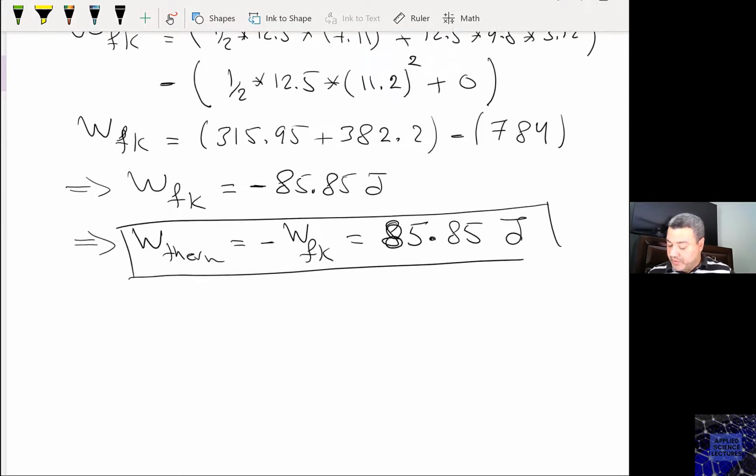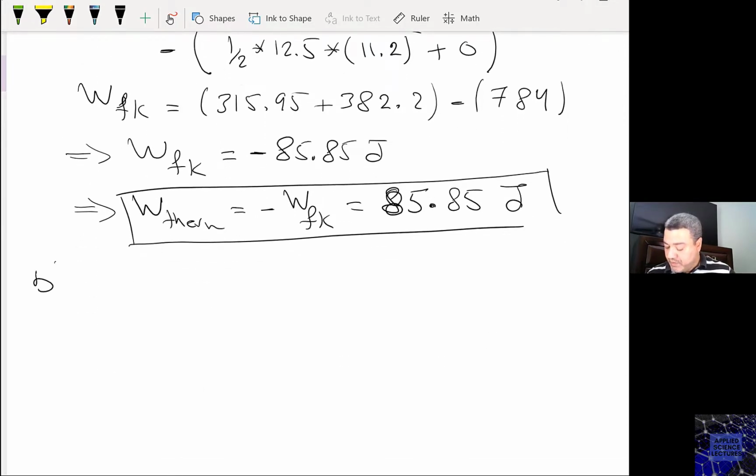This is part A. Part B is determine the distance between point A and B. The force of friction on the box while sliding up the slope is constant, 18.3 Newton. So we have F_fk is 18.3 Newton.